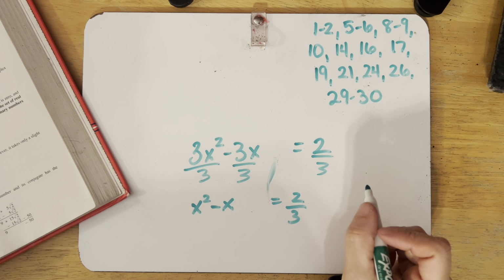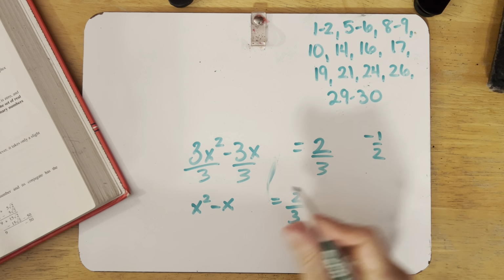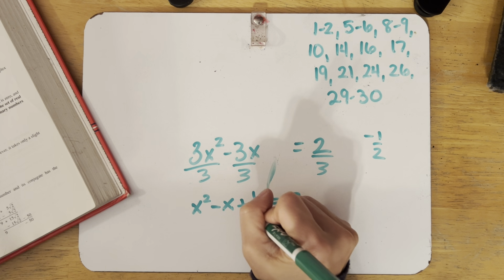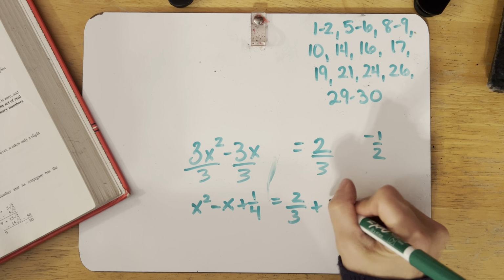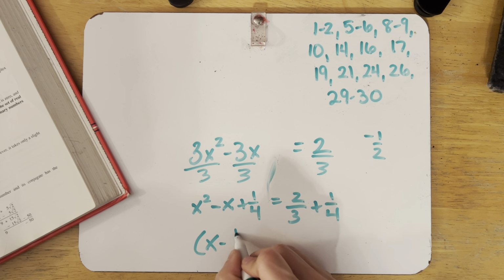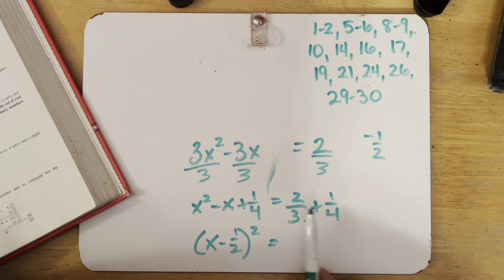Okay, now taking half of negative 1, okay, and then I'm squaring that, negative 1/2 times negative 1/2, plus 1/4. Whatever I do to one side, I got to do to the other. Okay, then my x minus 1/2 squared equals, find a common denominator here and add these two fractions, take the square root of both sides, and you'll have x minus 1/2, you got to move this over, so x equals 1/2 plus or minus the square root of whatever you got for these, okay?